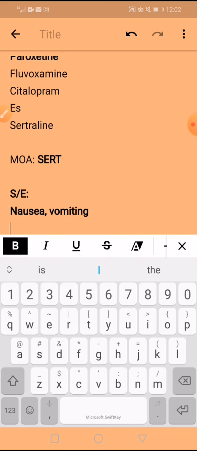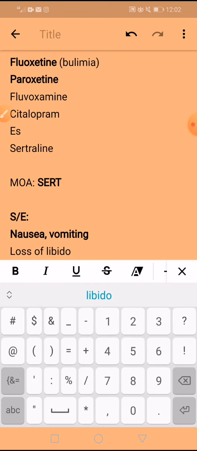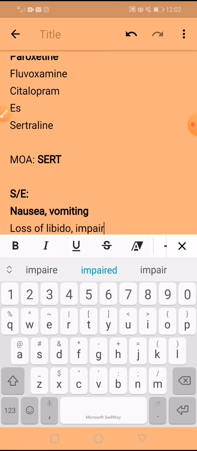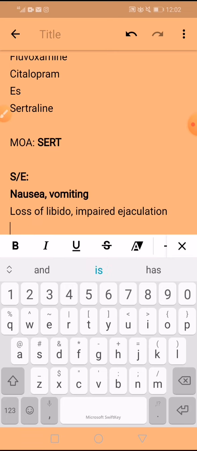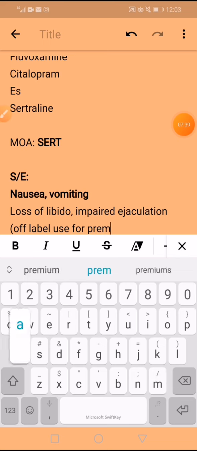So a very common side effect is actually diminishment in both sexual function as well as sexual interest. So there is both a loss of libido, a loss of sexual arousal, as well as impairment of ejaculation. Not premature, sorry. Impaired ejaculation is a side effect of the SSRIs, and because of this effect, an off-label use of the SSRIs is for the treatment of premature ejaculation. Bear in mind, this is an off-label use. What is the off-label use for? It is for premature ejaculation.